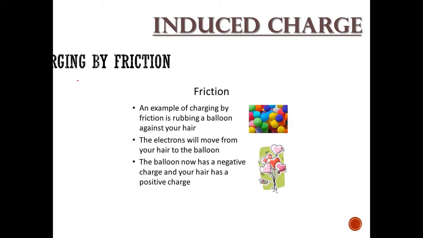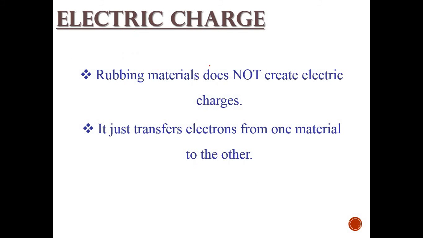And lastly, charging by friction. An example of charging by friction is rubbing a balloon against your hair, so the electrons will move from your hair to the balloon. So the balloon will become negative and your hair will have more positive charge. It means your hair and the balloon will have different charges. Bear in mind that rubbing the materials does not create electric charges, it just transfers the electrons from one material to the other.